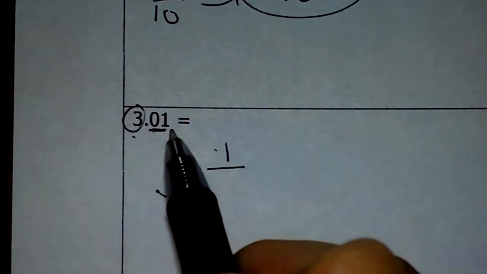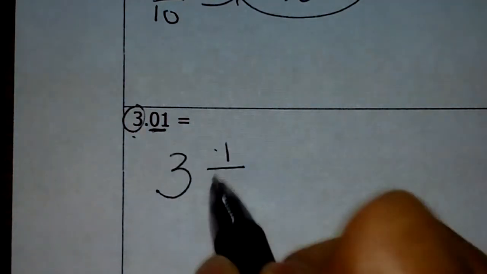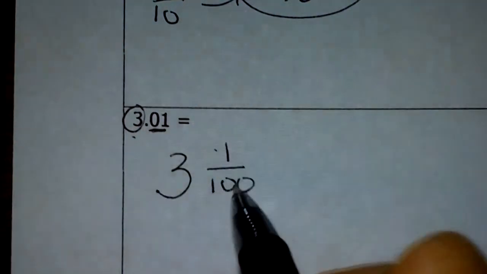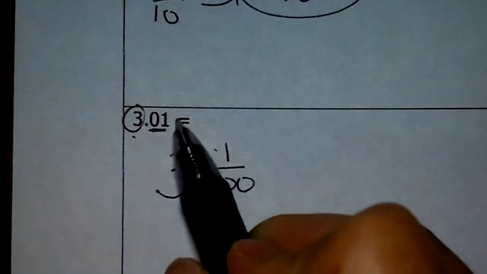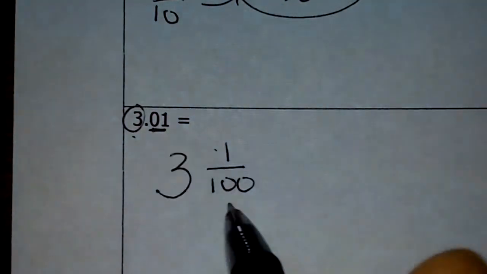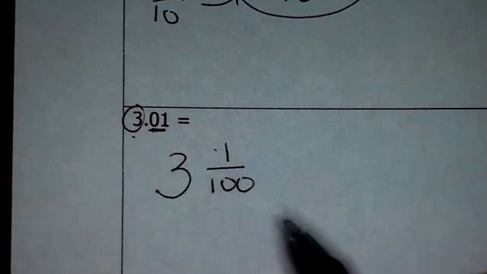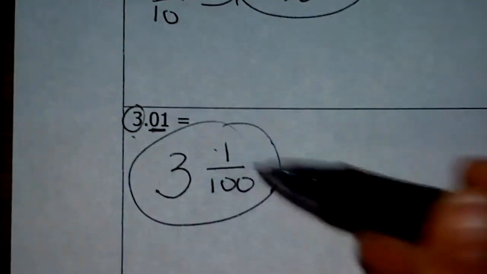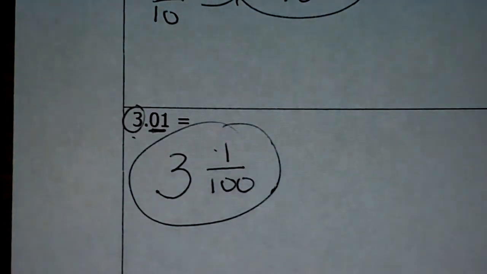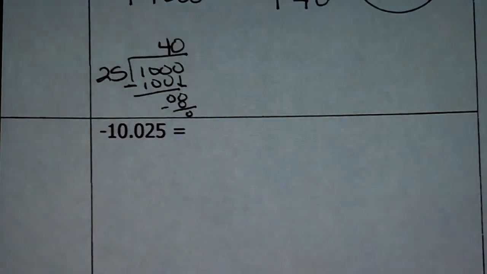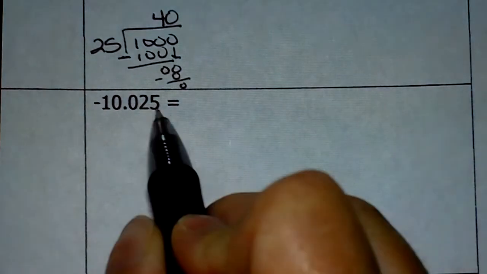And step 3 says you're supposed to write the place value of the last digit as the denominator. So this would be 1 over 100, because this is in the hundredths place. Or 2 digits, 2 zeros. This one's done. There's not a number other than 1 that goes into 1 and 100. Beautiful. All right, next, I have -10 and 25 10/100,000ths.